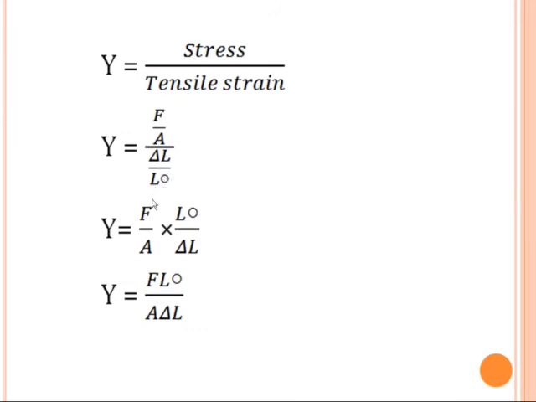As you can see, when we arrange these two values, delta L over L0 is in the denominator, so when it comes up, L0 becomes the numerator and delta L becomes the denominator. So we get F over A multiplied by L0 divided by delta L. So Young modulus is equal to F L0 divided by A delta L. This is the formula of Young modulus, the ratio of stress to tensile strain.